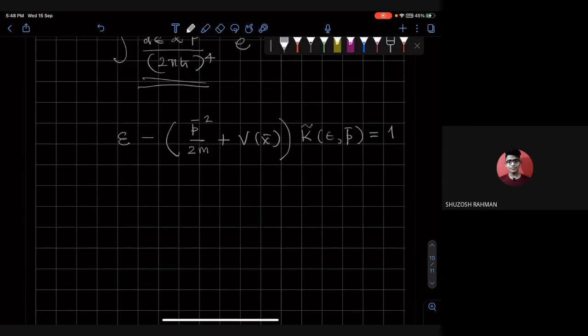So what is the solution? The solution is that K tilde, which is what we're looking for, must be equal to 1 divided by curly E minus epsilon, where we name this curly E, right?